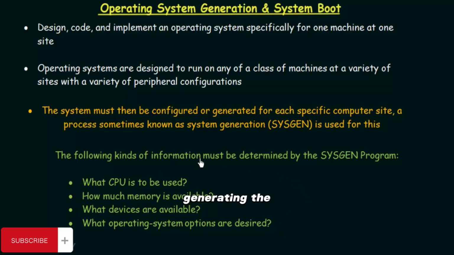That is how the system program helps in generating the kind of operating system that is required for a particular machine. So it determines all these things, and depending upon this, the operating system will be generated for that particular machine. So that is how the operating system generation works.